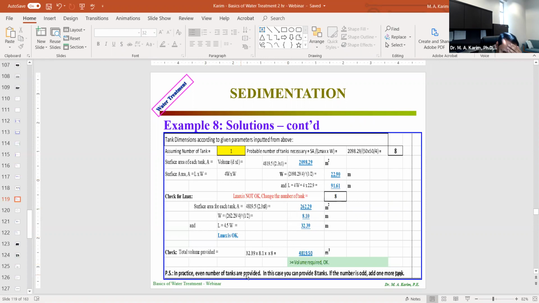In practice, an even number of tanks is provided. In this case, you can provide 8 tanks. If the number is odd, then open one, or add one more tank, easily with a smaller size maybe.